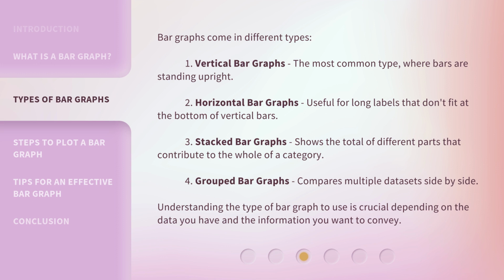3. Stacked bar graphs, which show the total of different parts that contribute to the whole of a category. 4. Grouped bar graphs, which compare multiple datasets side by side. Understanding the type of bar graph to use is crucial, depending on the data you have and the information you want to convey.